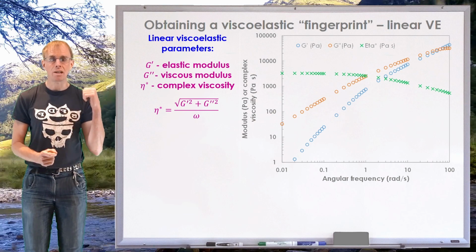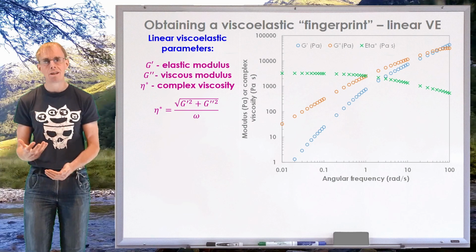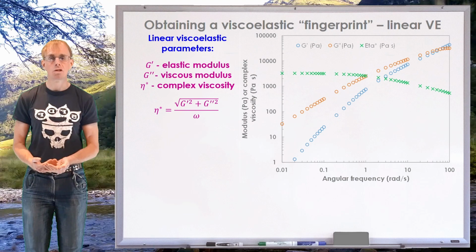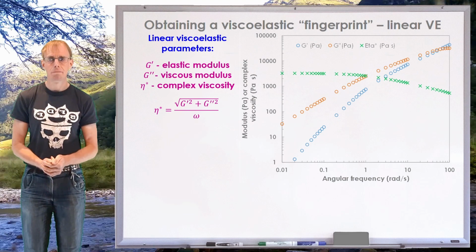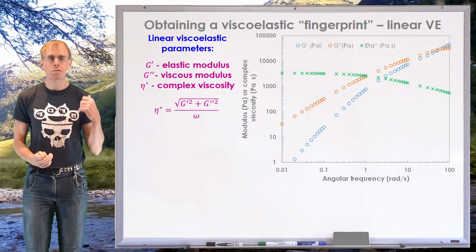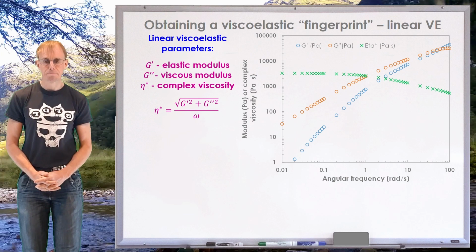Here it's at about 70 or 80 radians per second, and we can see that the contribution of elasticity and the contribution of viscosity equal each other. And after that crossover, the material becomes elastic dominant. And so we can get a lot of information by looking at the linear viscoelastic parameters of a polymer melt.